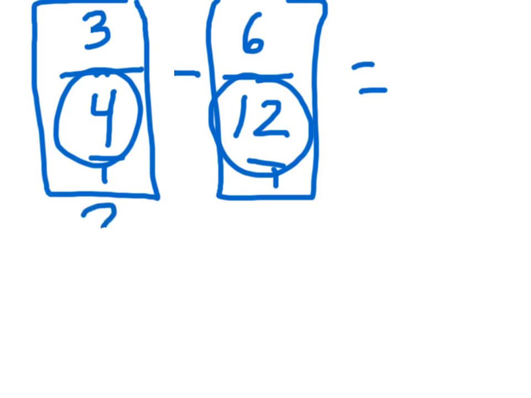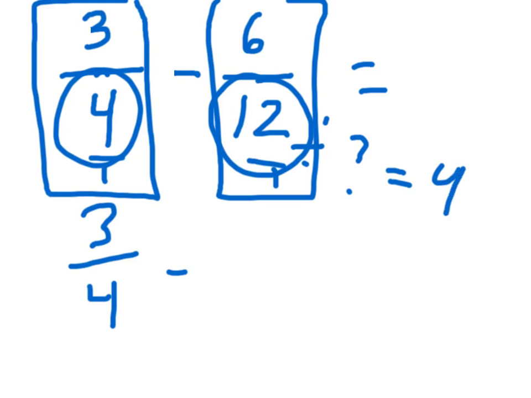So we're actually going to leave the 3 out of 4 the same. We're not going to touch that one. Instead, we're going to reduce 6 out of 12 so that it has a common denominator of 4. So 12 divided by what would give us the answer 4? And the correct answer, if you think about it, the answer is 3. So we're going to divide by 3. 12 divided by 3 will give us 4. So now we have a common denominator of 4.